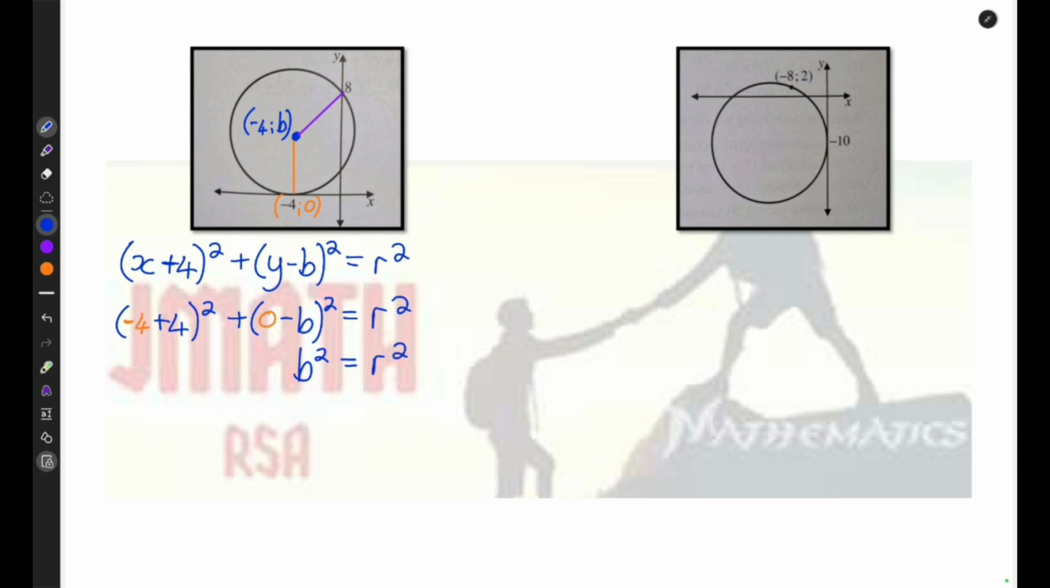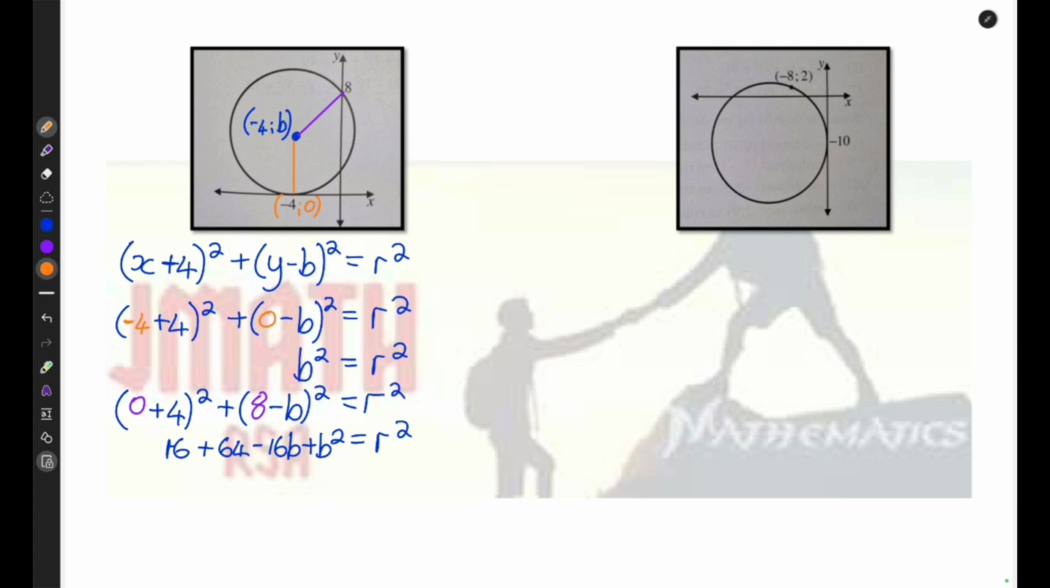I wanted a simple equation, and now I can use the other info, the purple info, and then hopefully solve this question. So the other coordinate is 0 and 8, so I can put a 0 in the place of x and an 8 in the place of y. Now if I just simplify this a little bit, I can see this is going to be 16 plus 64 minus 16b plus b squared is equal to r squared. So that would be my second equation that I'm going to use.